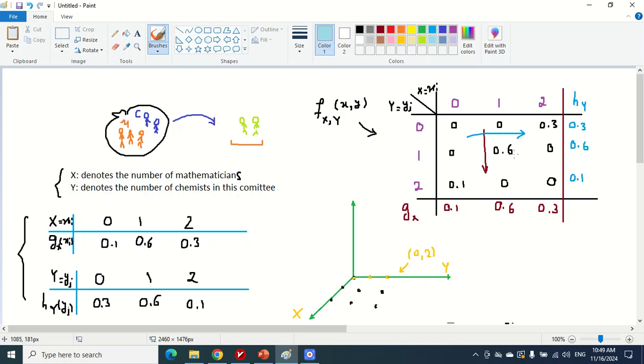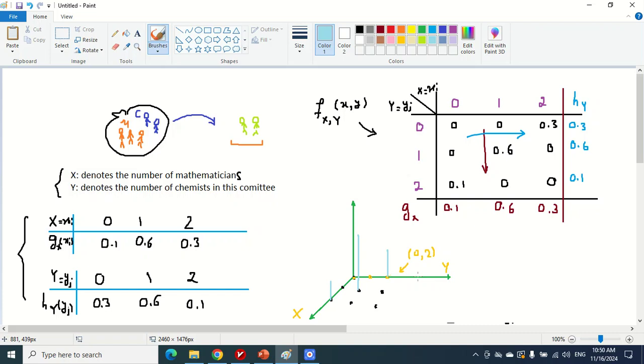At the point 0, 2, the probability is 0.3. Let us sketch that one, and it's the same as 0.3. So in the middle, when we have 1 and 1, the value is 0.6, so it should be 2 times bigger than the previous one. And at the point 2 and 0, the value of the probability is 0.1, so it's smaller than that one. So this is the shape of a joint probability distribution function.